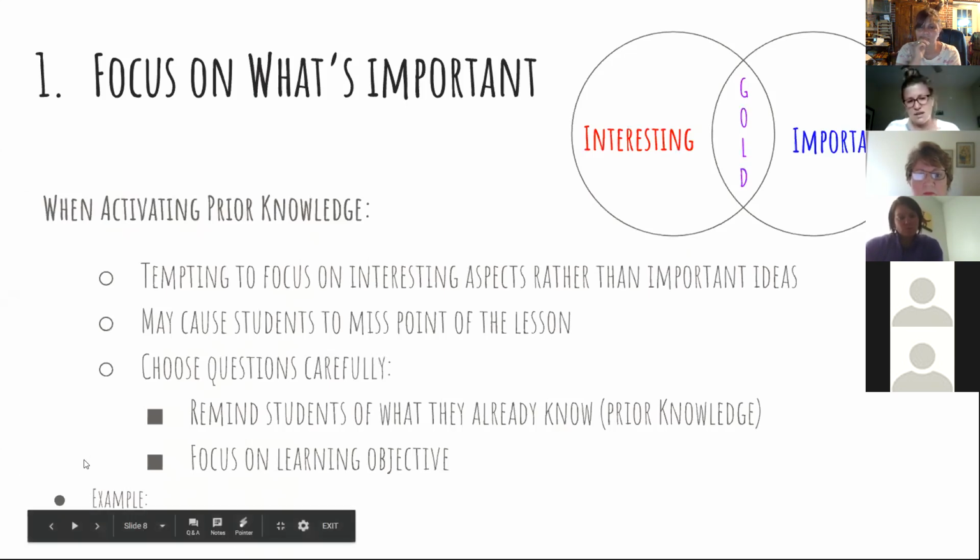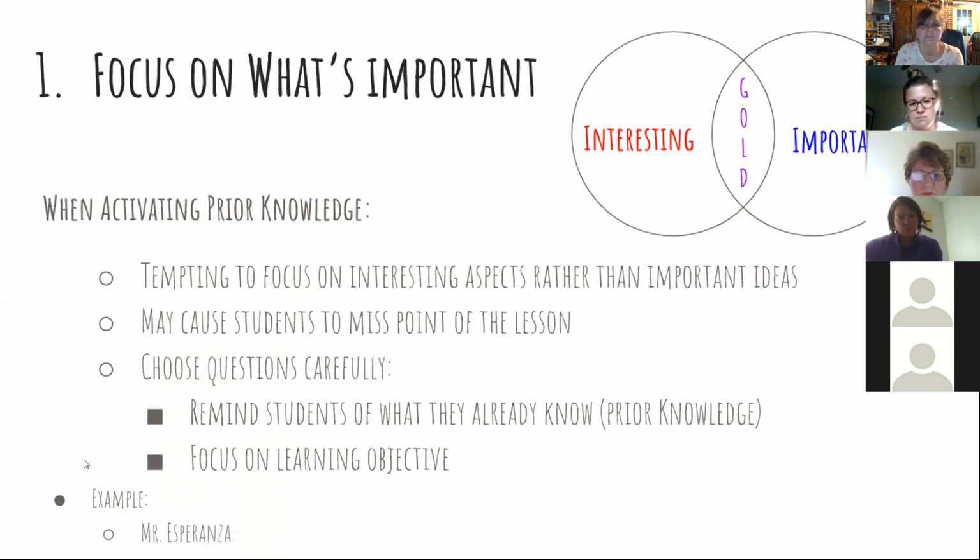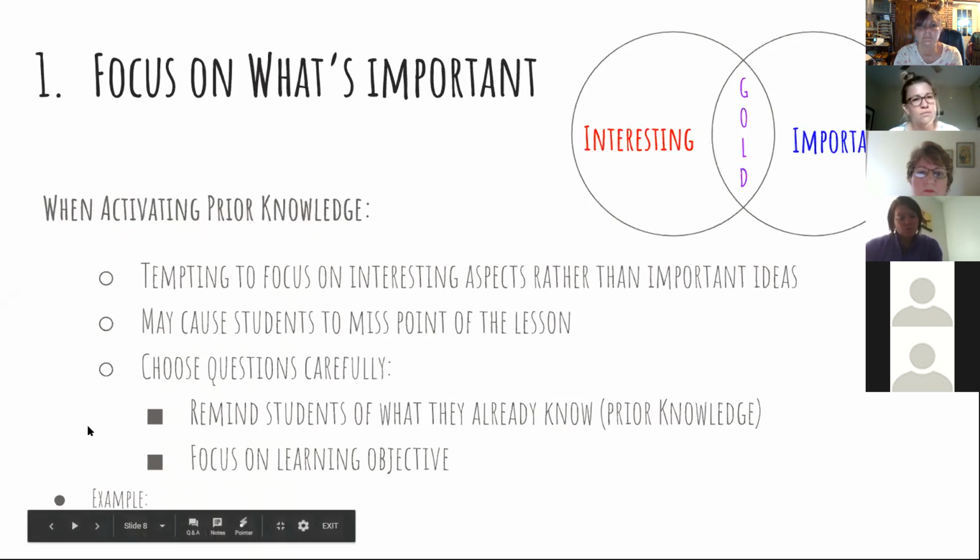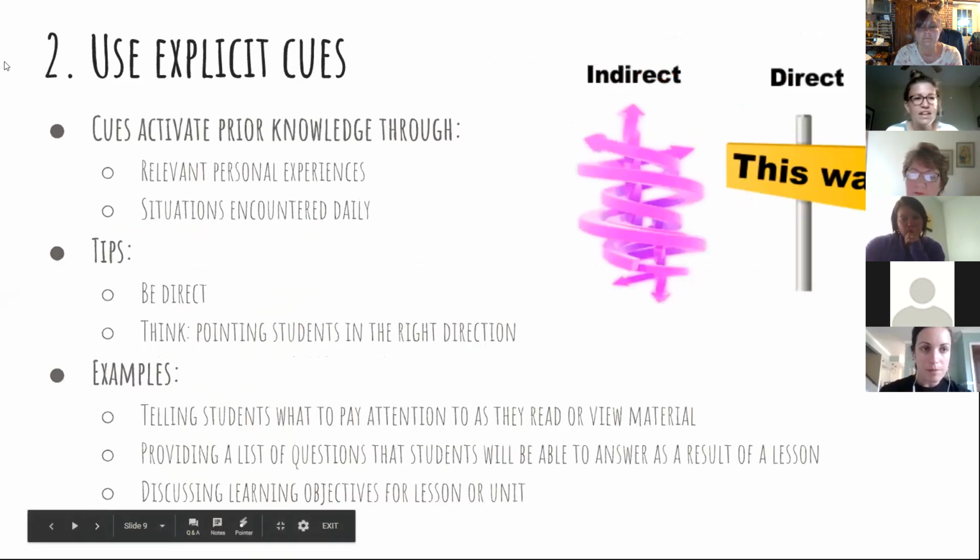And the example given in the text of this was Mr. Esperanza, when he asked his students to think about the lottery, and they strayed off topic and started talking about what they would buy if they won the lottery. And then he was able to make his question more specific in regards to probability and his learning objective, and it was much more successful. And then the second guideline was to be explicit.